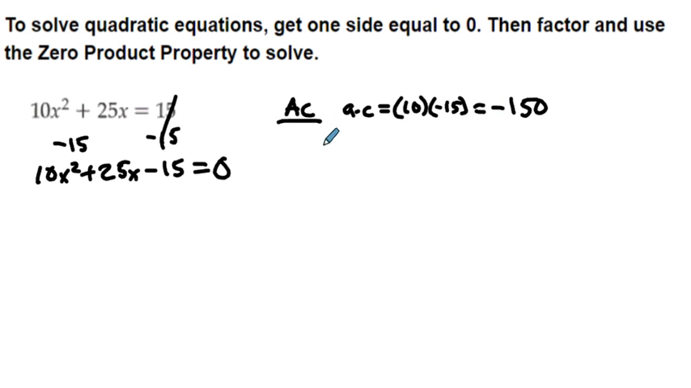All right, so I have to come up with a couple factors of negative 150 that are going to add up to 25. Now, the thing to keep in mind is it is a negative product, right? Because it's a negative product, one of my factors is going to be positive and the other one's going to be negative. Then you look at your B and see that your result is positive. So the larger of the two factors should be positive for this one.